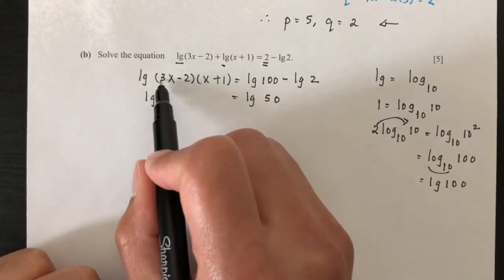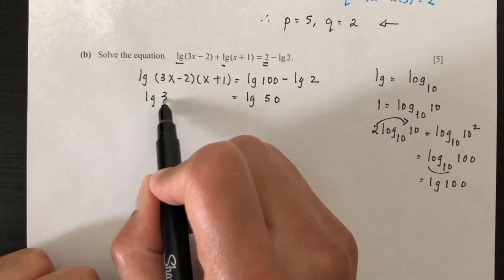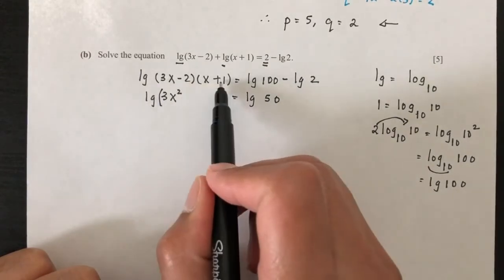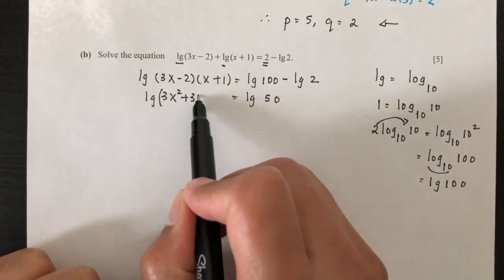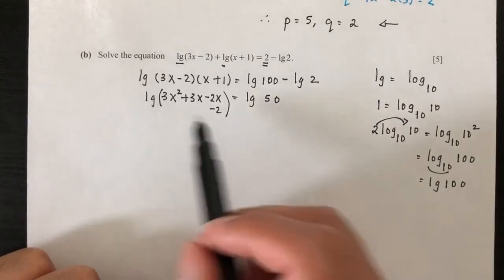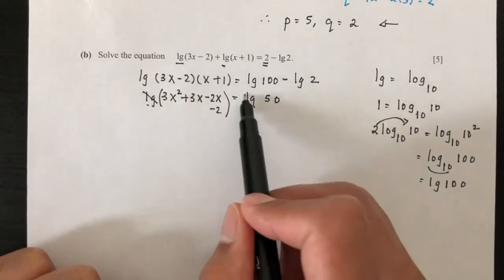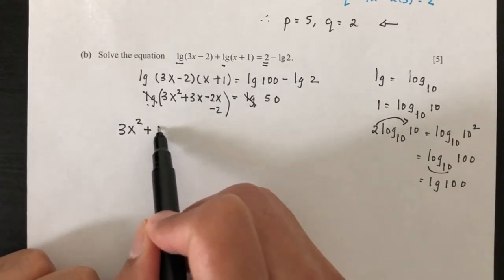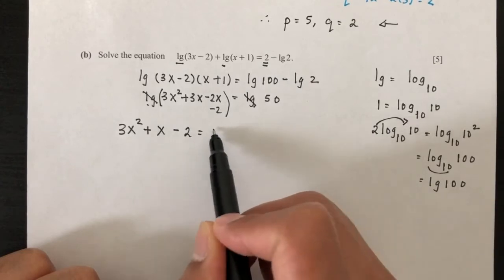On this side, you will have log of, if you expand, 3x times x, that is 3x squared, of course in brackets, and then 3x times 1 is plus 3x, minus 2x minus 2. Now we have log on both sides. We can cancel. So you will have 3x squared plus x minus 2 is equal to 50.